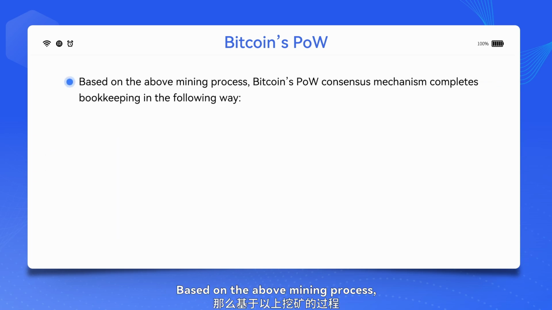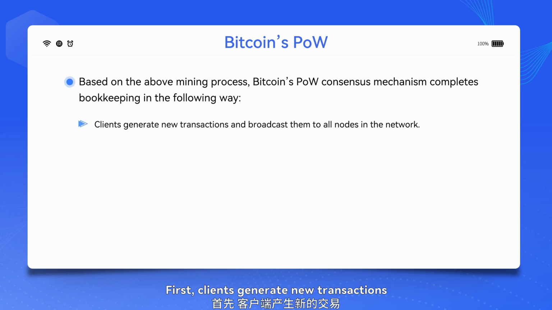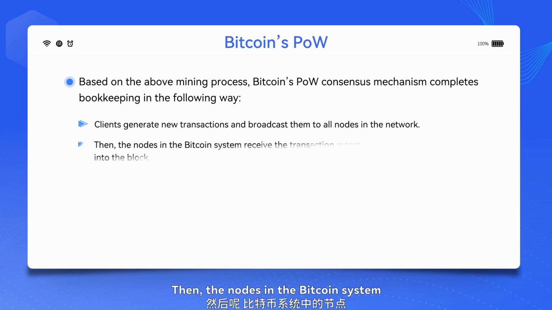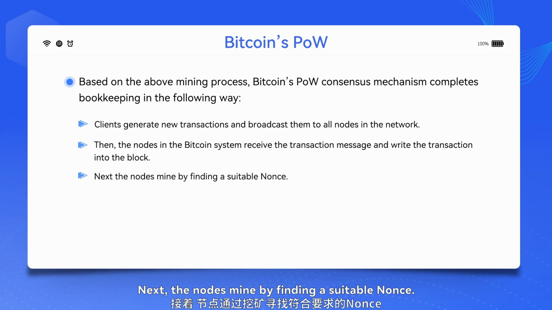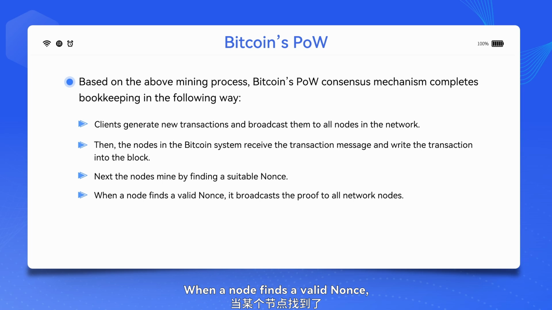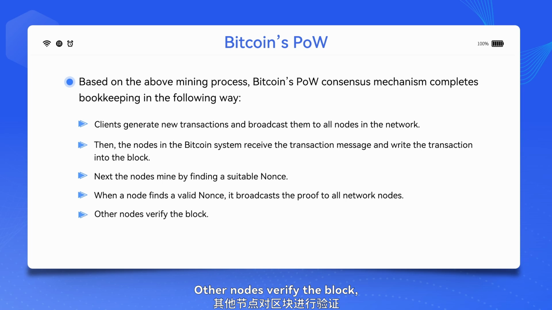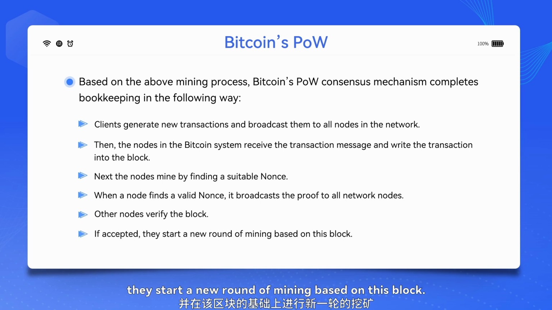Based on the above mining process, Bitcoin's PoW consensus mechanism completes bookkeeping in the following way. First, clients generate new transactions and broadcast them to all nodes in the network. Then, the nodes in the Bitcoin system receive the transaction message and write the transaction into the block. Next, the nodes mine by finding a suitable nonce. When a node finds a valid nonce, it broadcasts the proof to all network nodes. Other nodes verify the block, and if accepted, they start a new round of mining based on this block.